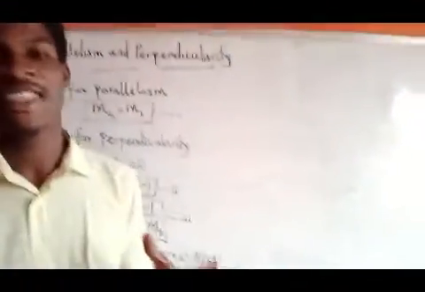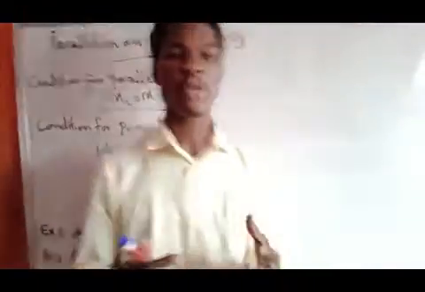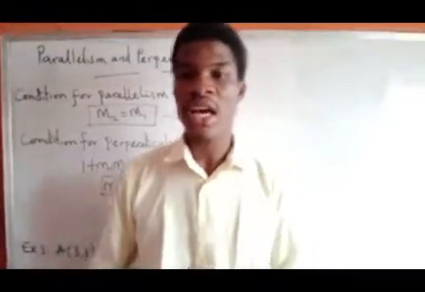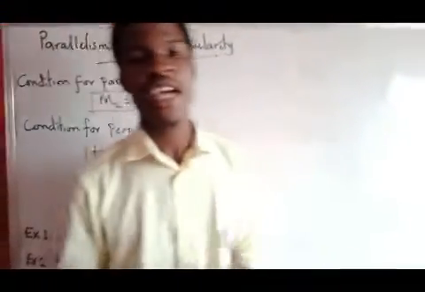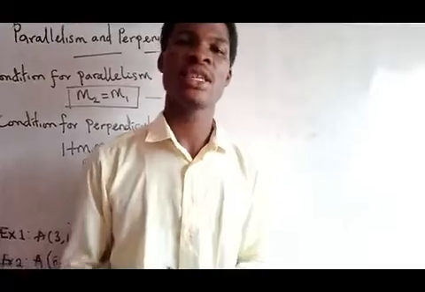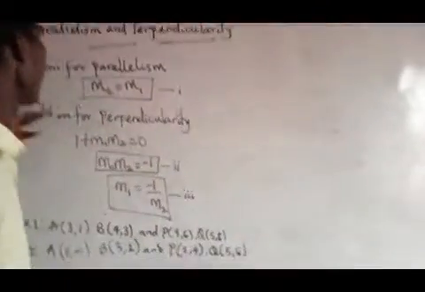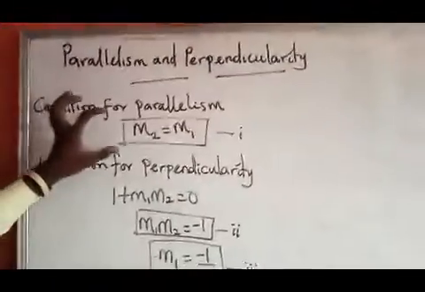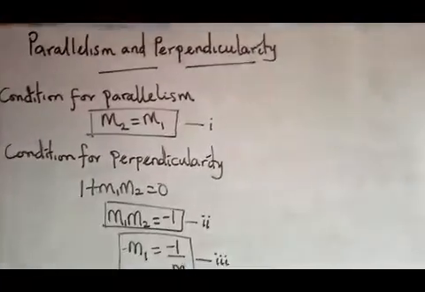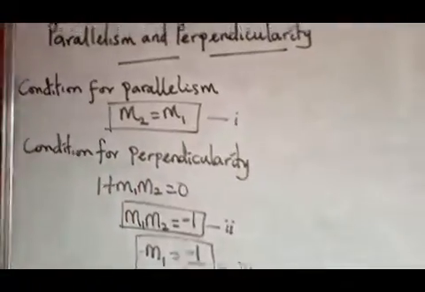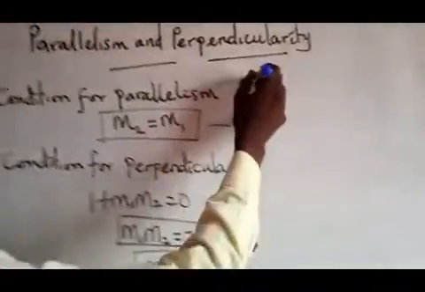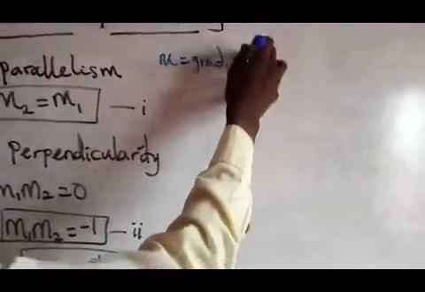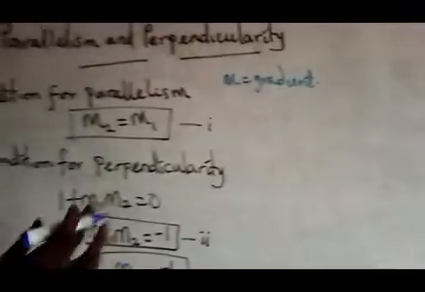Alright, in my last class I discussed geometry, on finding the equation of a straight line, and in today's class I'm going to be talking about perpendicularity and parallelism of a straight line. So here we have the conditions necessary for a line to be perpendicular and for a line to be parallel, where our m here means gradient. So when you see m, it means gradient. All we are going to be dealing with in this particular series is more of gradient.